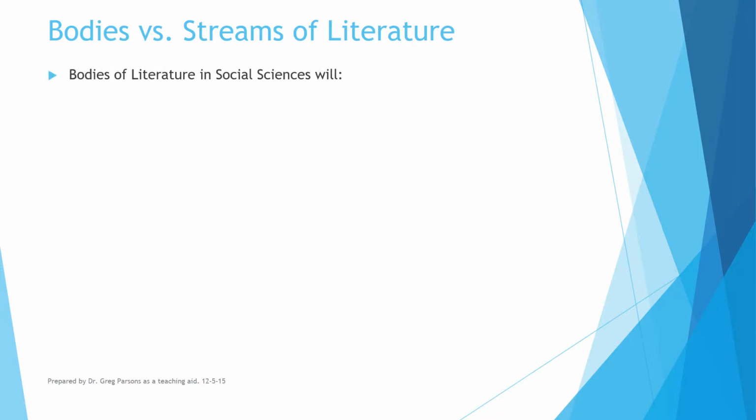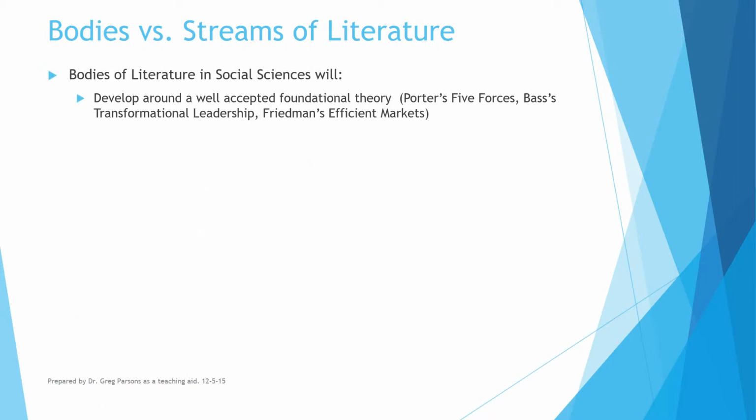A body of literature is based upon a huge body of information that's been published about a particular subject. In the social sciences, because we're dealing with human beings, whether it be sociology or psychology or business or health science administration, generally they form around a particularly well accepted foundational theory. For example, in strategy, Michael Porter's five forces theory has provided the basis of a body of literature. In leadership, Bass's transformational leadership theory has created a body of literature around that particular leadership style. In economics, Friedman's efficient markets theory created a whole school of economics related to that.